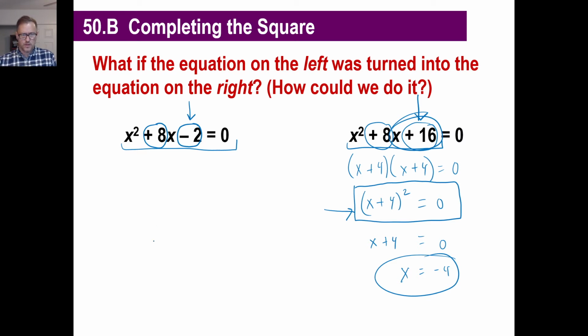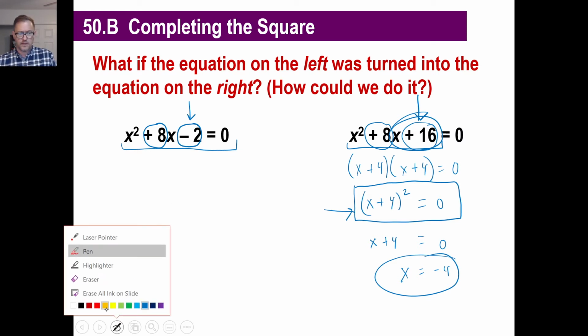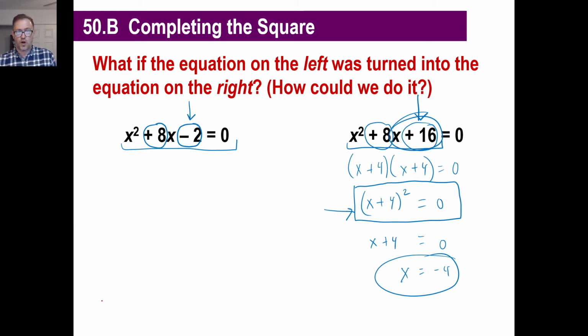Look at this equation. You tell me, what could I do to the equation on the left to turn it into the equation on the right? What would I need? What's the only difference in those two equations? Okay, what would you need to do, in other words, to the -2 to turn it into +16?